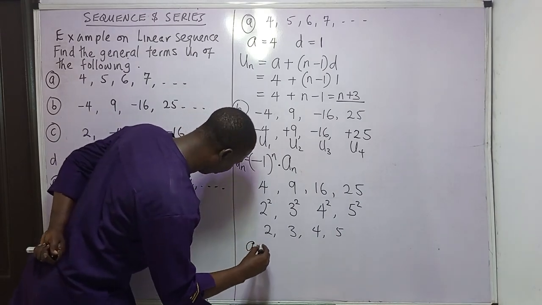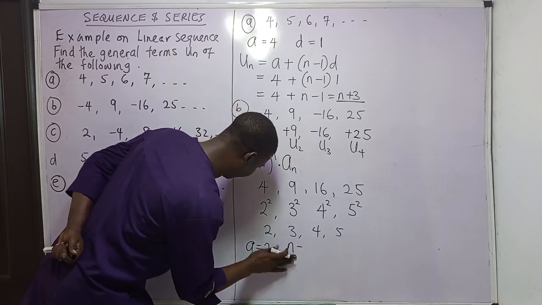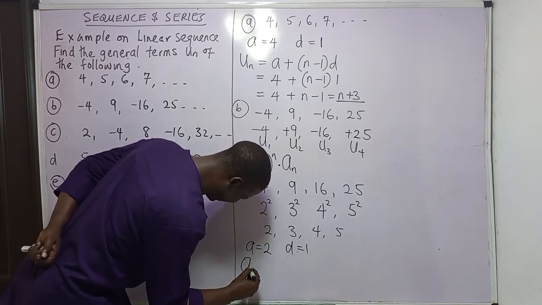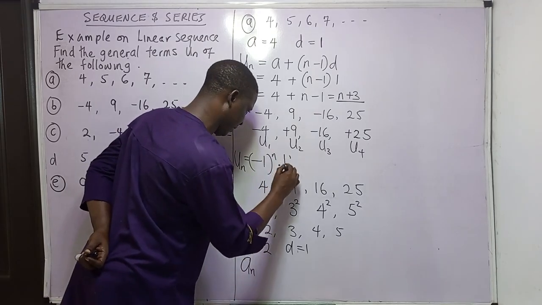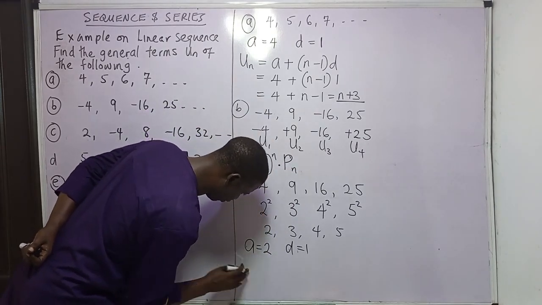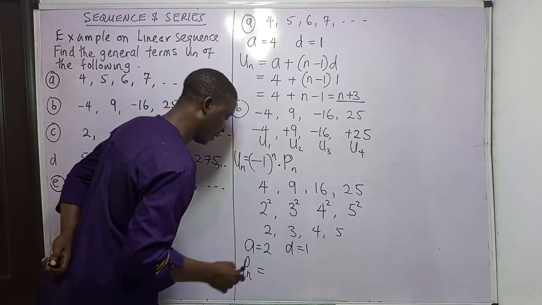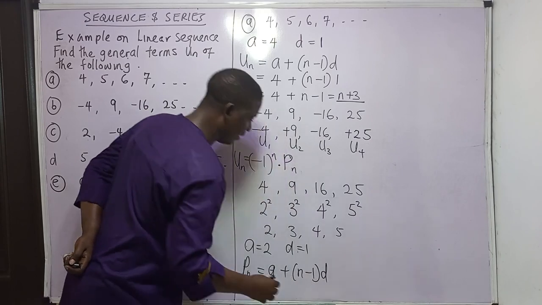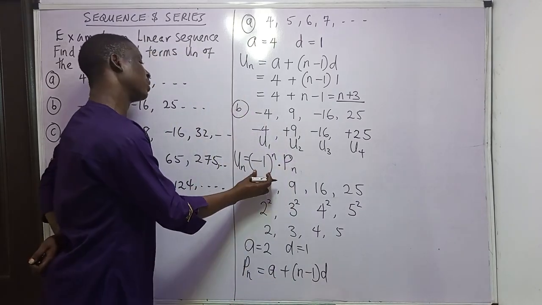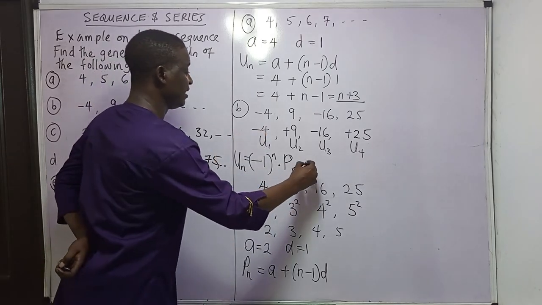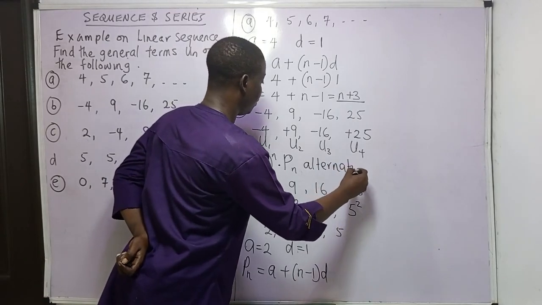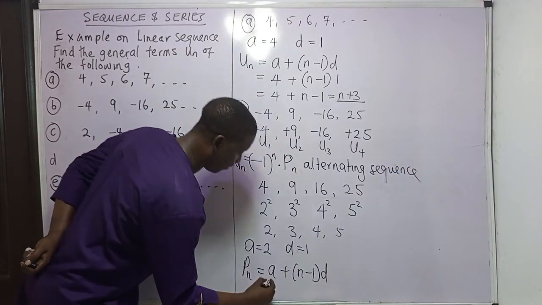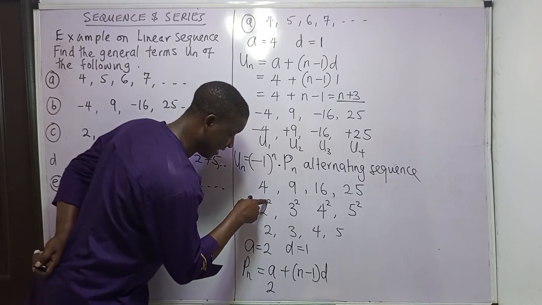So what is the first term here? First term is 2. What is the common difference? Common difference is 1. So we are going to use the formula for Pn, which we are looking for, equals a plus (n - 1) times d. I want to separate it from the alternating sequence part, which we have gotten first. So now, what is our first term? It is 2. Don't forget I neglected the 2, I will bring it back.